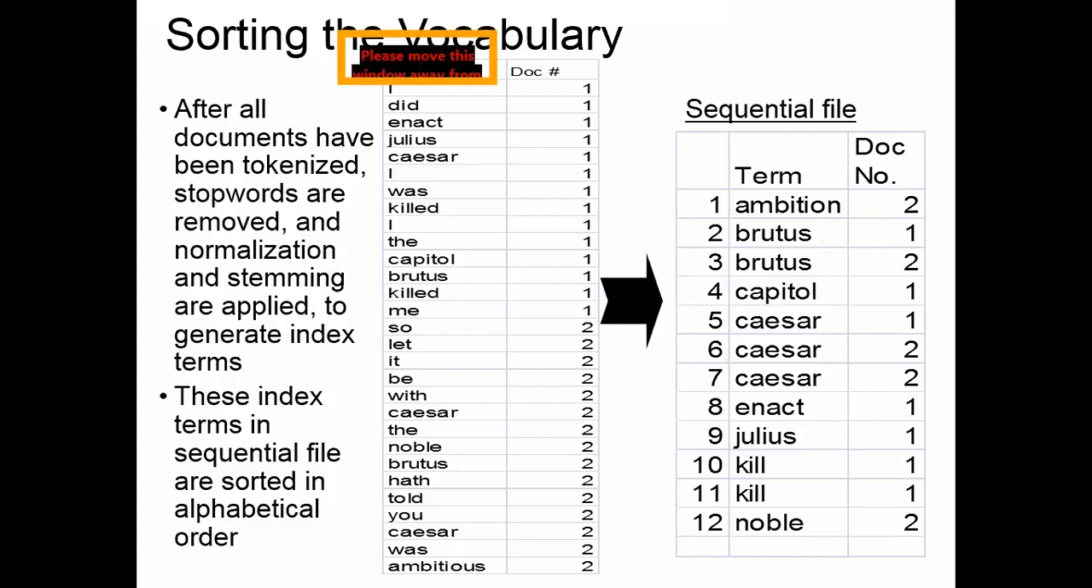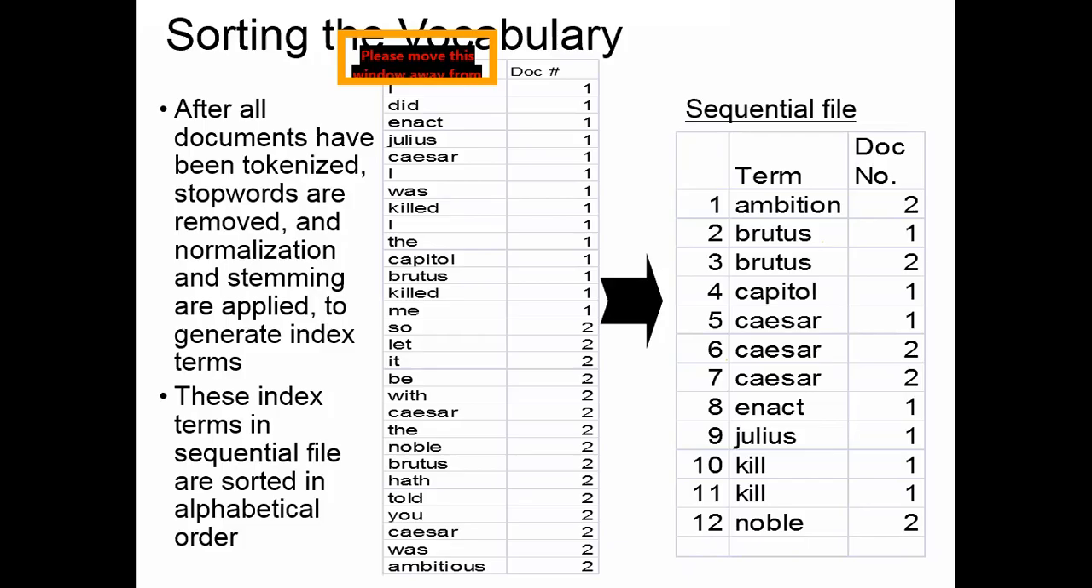So then we have to have kill 2 times with where it appears: document 1, kill, document 1 again, kill. But anyway, since it is in sorted order, we can apply a data structure called binary search on top of this that can search logarithmically.